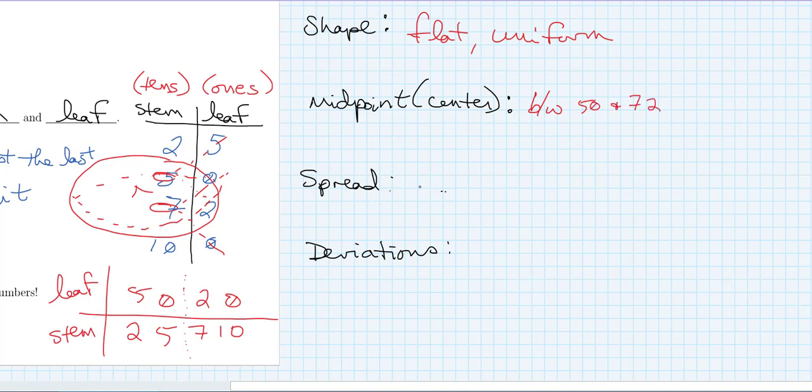And then our spread is always the min to the max. So we just have to figure out what the minimum value is, which is 25, and what our maximum value is, which is 100, and that's our spread. And any deviations? Well, a deviation would be if there's some sort of gap. In this representation of the data, there isn't an obvious deviation, and without more numerical analysis, we can't really say what a deviation might be. So here we would say no, or none, or NA.